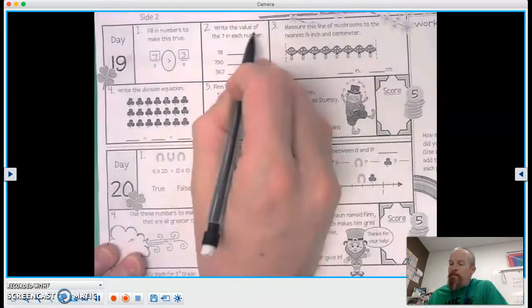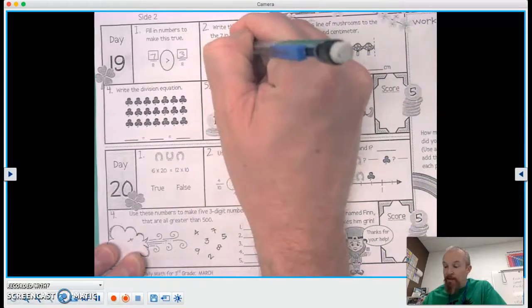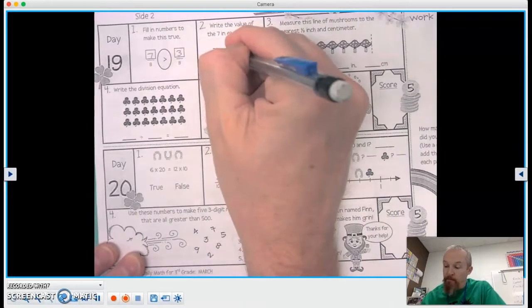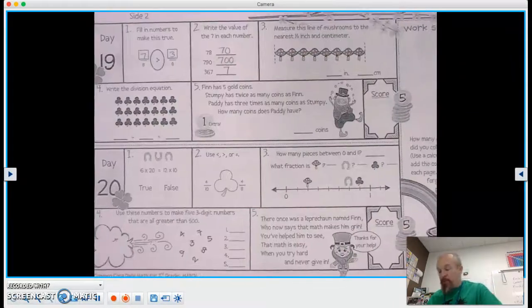So write the value of the 7 in each number. Well, the 7 in here would be 70 because that's 7 tens, right? The 7 in the second one would be 700. And the 7 there is just 7.